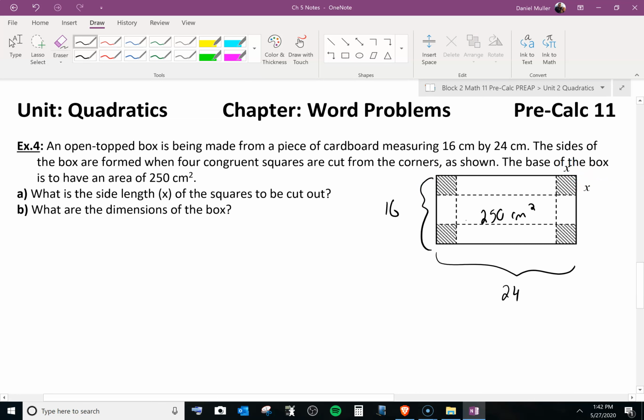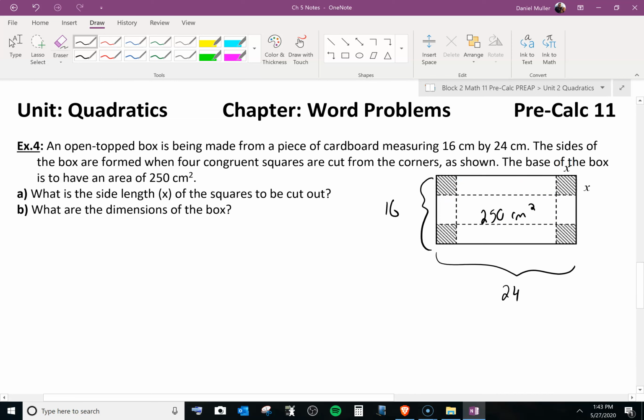And it wants to know what are the actual dimensions of the box. So I know the dimensions of the cardboard. The cardboard is 16 by 24. But when I fold this flap up and this flap up, the box becomes a lot narrower. And same with this. If I fold that up and fold that up, I'm going to get different dimensions of this box.